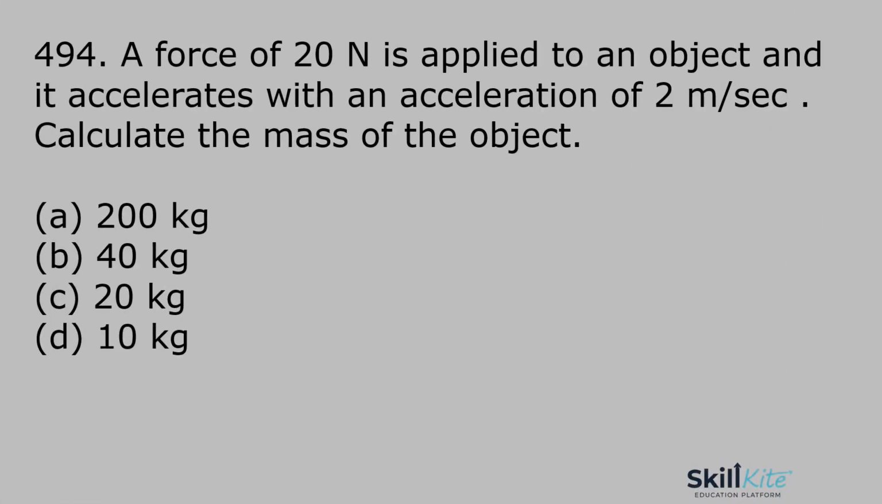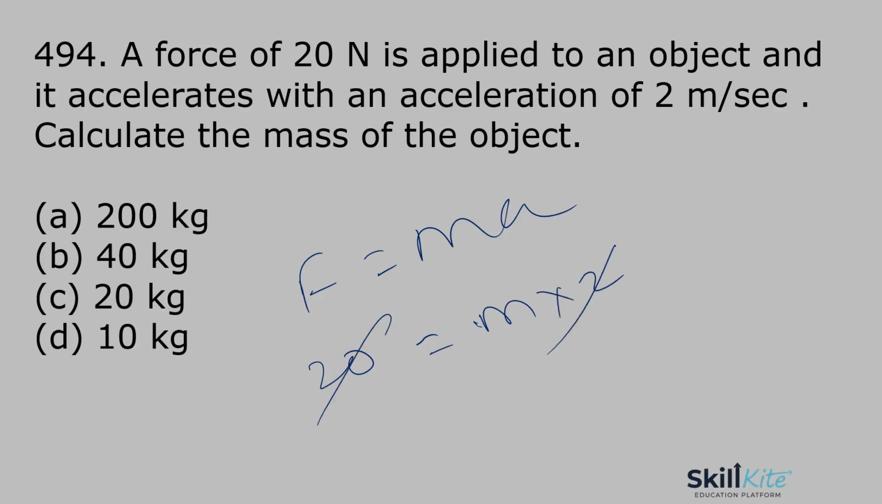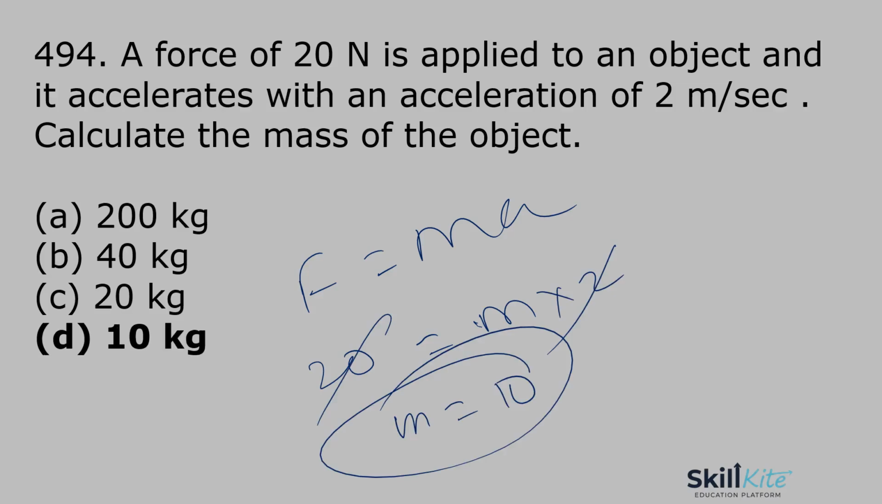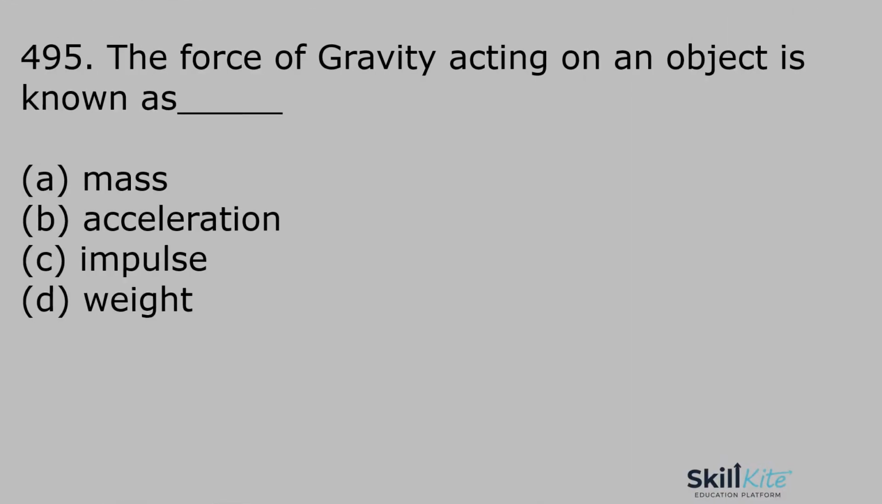A force of 20 Newton is applied to an object and it accelerates with an acceleration of 2 meter per second squared. Calculate the mass. So F equals to ma కదా. So force anta 20, mass into 2 meter per second, so mass equals to 10. So option D is the right answer. The force of gravity acting on an object is known as, that is weight.